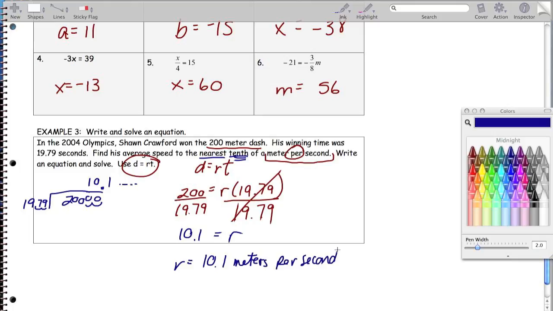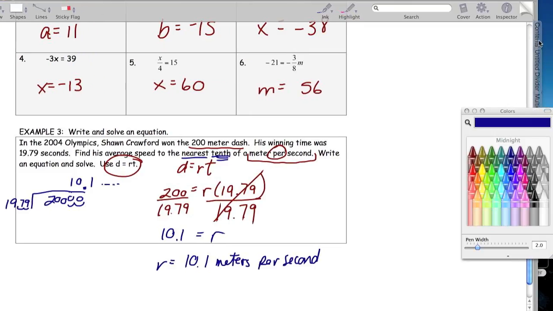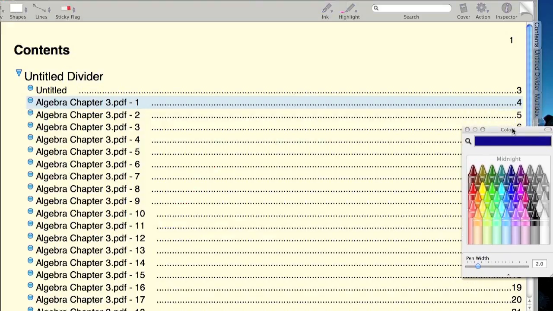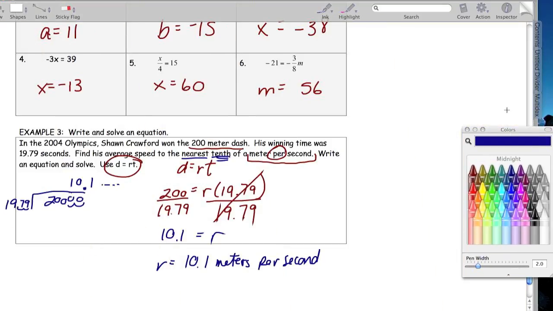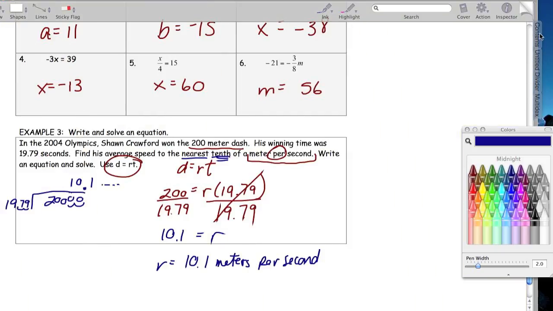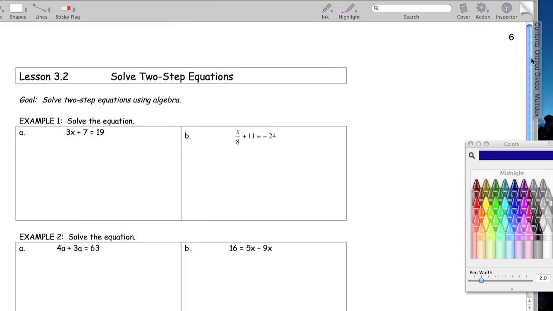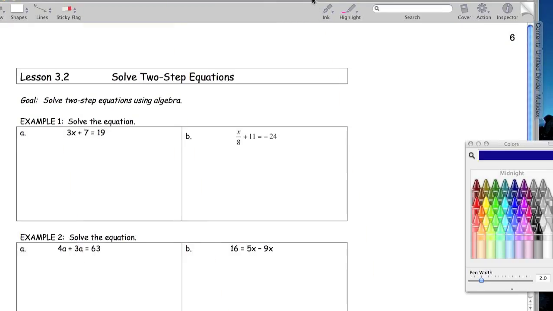Okay, that's pretty fast. All right, that's lesson 3.1. There are some homework questions from it. I'd like to move on though right now. We have 2 pages of section 3.2 and we'll cover those pretty quickly. So, if I keep going to the wrong page, let's see. There we go. Okay, so solving 2-step equations now.